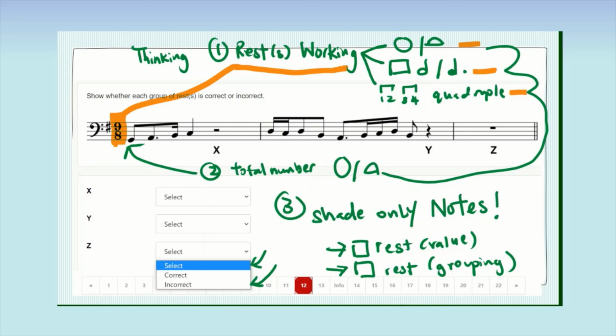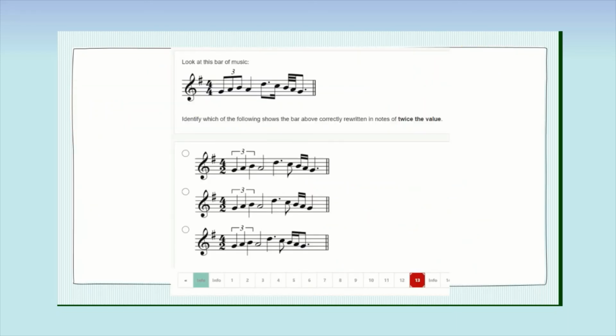Next, let's move on. Read the question together. Look at this bar of music. Identify which of the following bars shows the bar above correctly written in notes of twice the value. Okay, so the keyword is notes of twice the value. So what should we think of when we are doing twice the value?